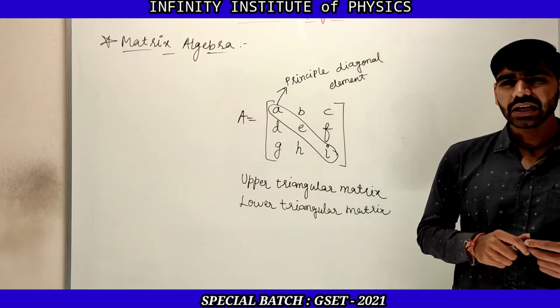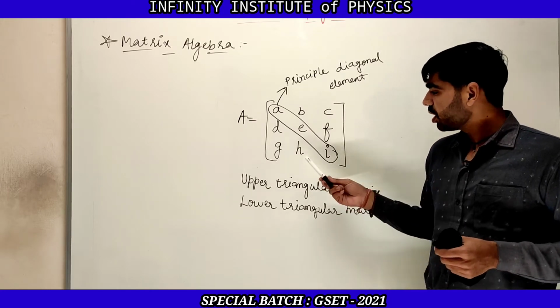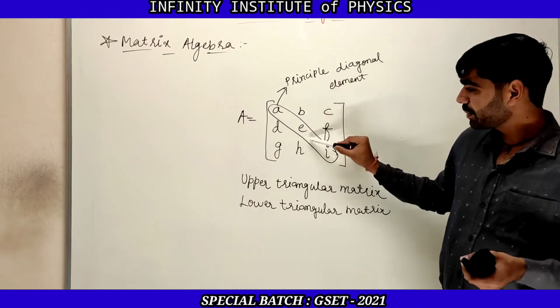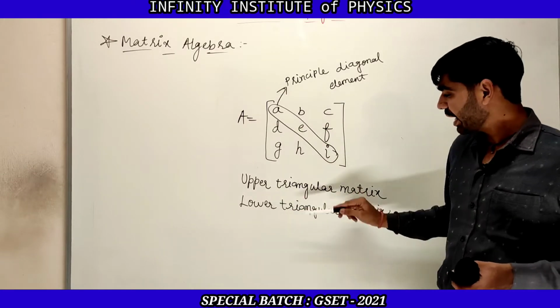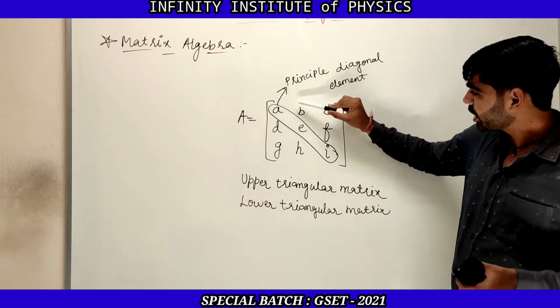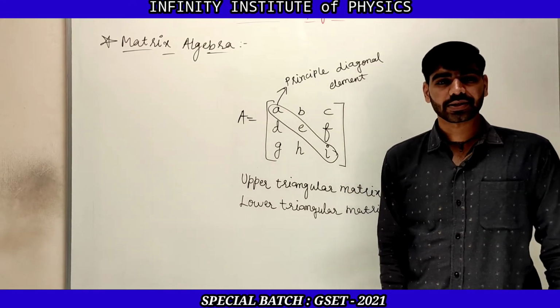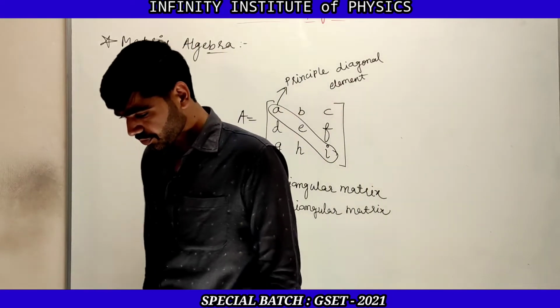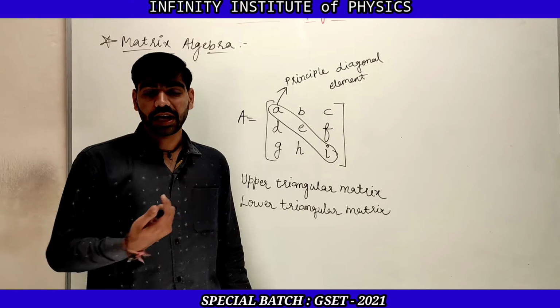So again I am repeating the definition of these two. Upper triangular means all the entries below the principal diagonal are 0, and if all the entries above the principal diagonal are 0, then it is said to be a lower triangular matrix. Clear? So this is also a type of matrix.